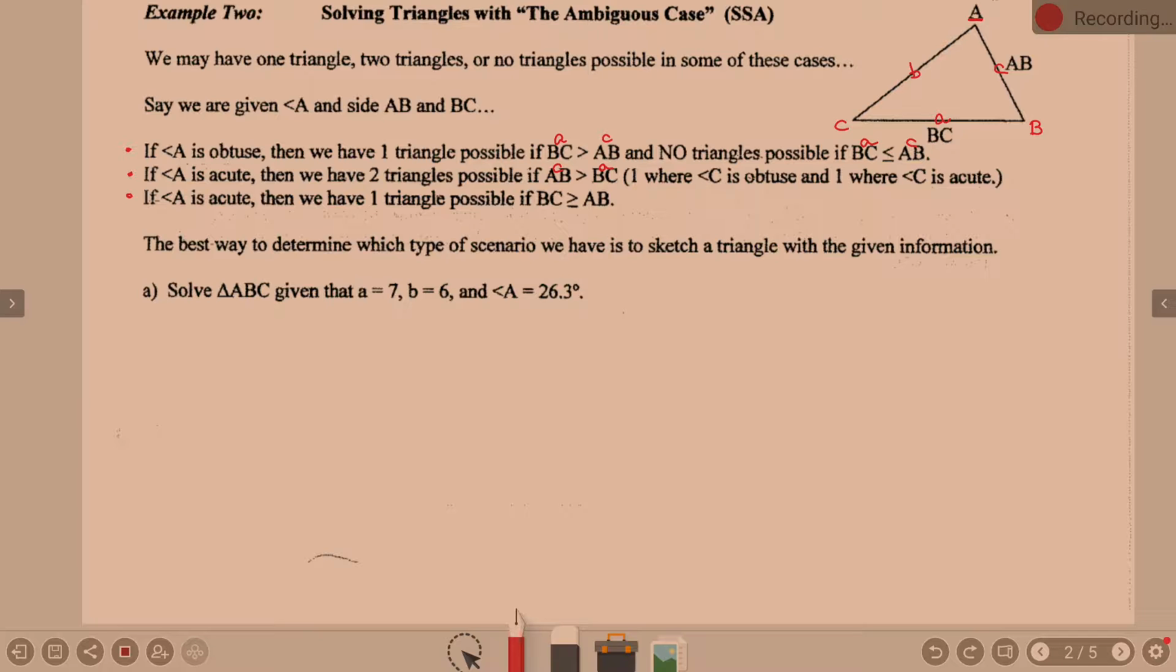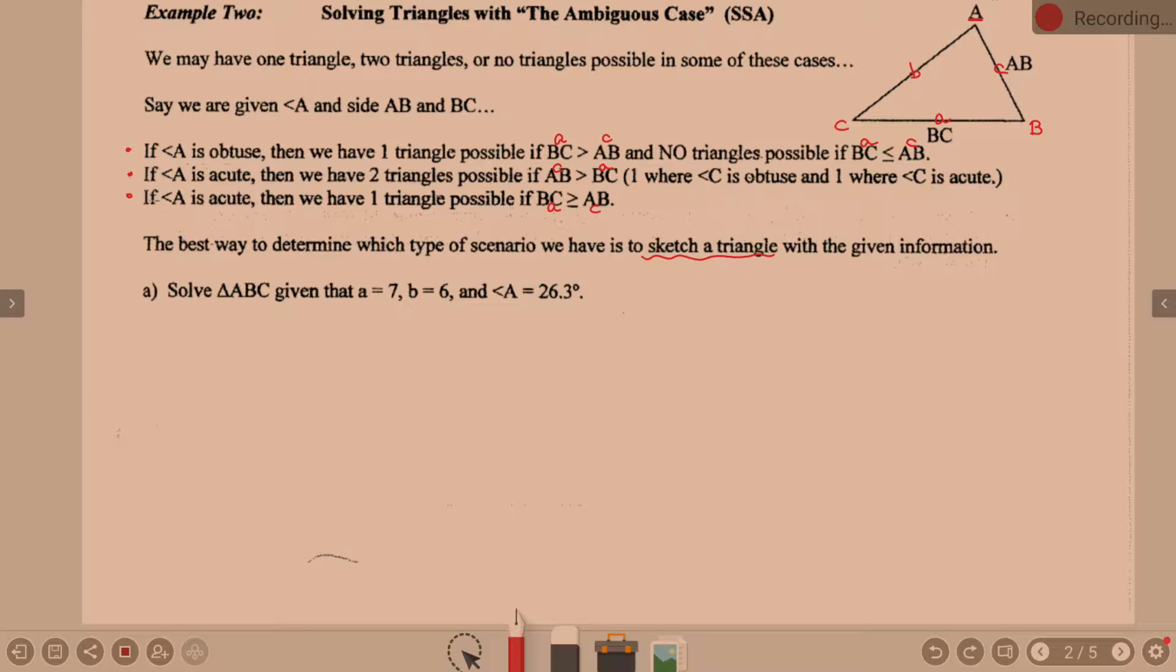And then if A is acute, there's one triangle possible in the situation where A is bigger than C. So there's a lot of ifs. And this is where my suggestion is going to be that we sketch a triangle on these. Look visually here and see what it looks like. So, example A. We'll at least get started on example A.